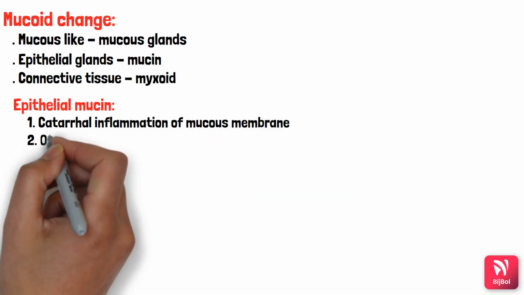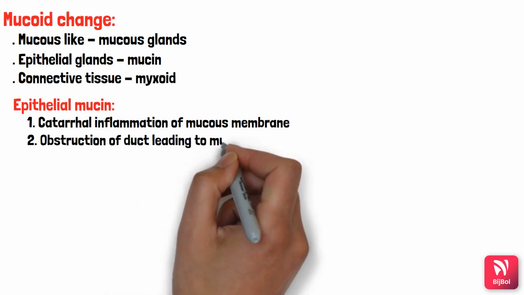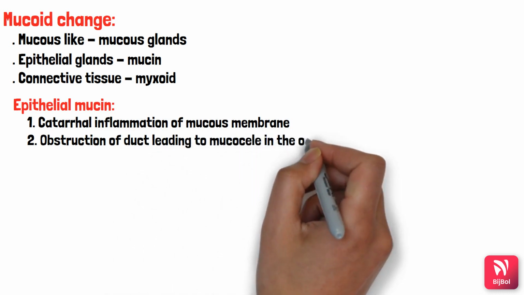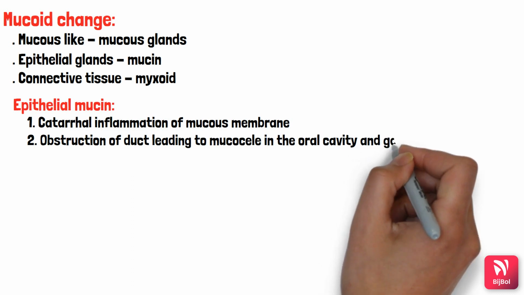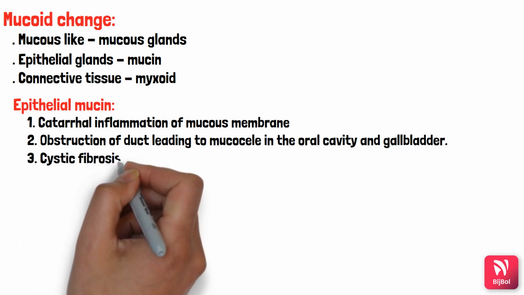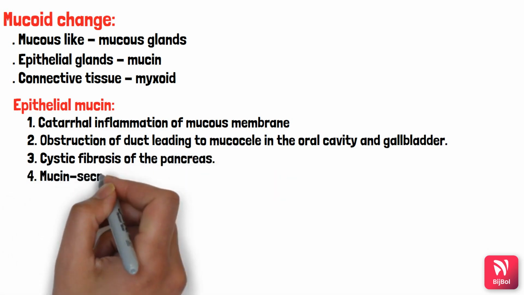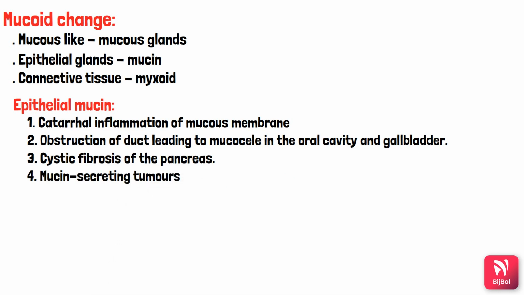It is seen in case of catarrhal inflammation of mucous membrane or obstruction of the duct in the oral cavity, that is in case of mucocele or ranula, wherein there will be extravasation of the mucin. And then cystic fibrosis of pancreas, and also epithelial mucin is seen in mucus-secreting tumors of ovary or large bowel, etc. Okay, so this is where epithelial mucin is seen.